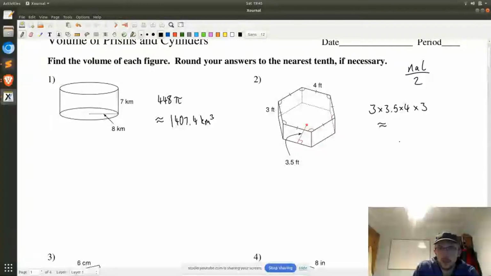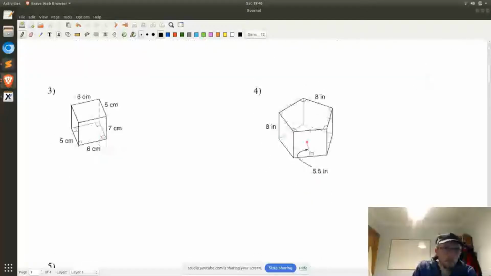So we can do that mentally, can't we? What's 4 times 3.5? Will that be 14? And then 14 times 9, 126. So 126 cubic feet. Okay, all good.